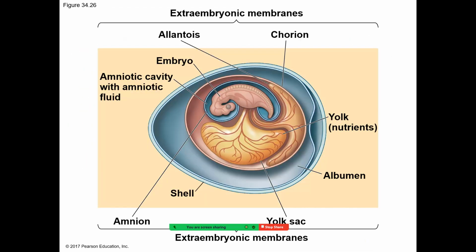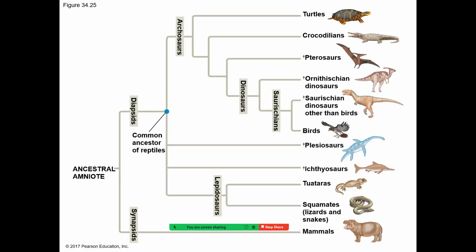So, in the reptile group, ancestral amniotes are here. That divides into lepidosaurs and archosaurs. And archosaurs include turtles, crocodiles, pterosaurs, all the way down to ichthyosaurs. So lots of extinct dinosaurs, and then lepidosaurs. Those were the lizards and the snakes.